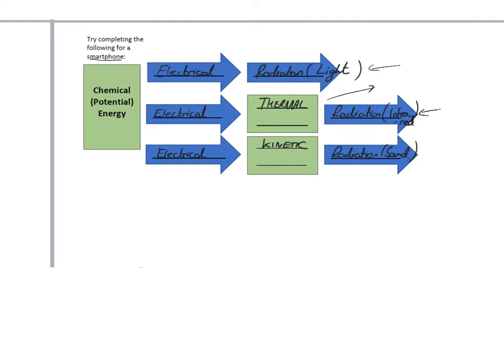So you could have another arrow coming off here, heating, because it heats the surroundings, heat's conducted away by conduction and convection. Finally, the electrical transfer process drives a speaker or a loudspeaker, which effectively is providing kinetic energy to a cone, which is oscillating and then producing or radiating by emitting sound. So that's a transfer diagram for a smartphone.